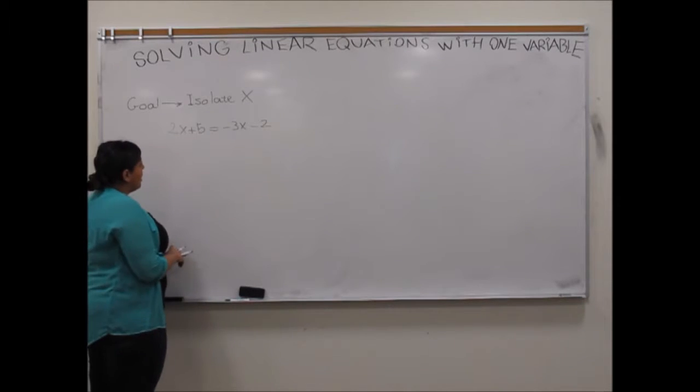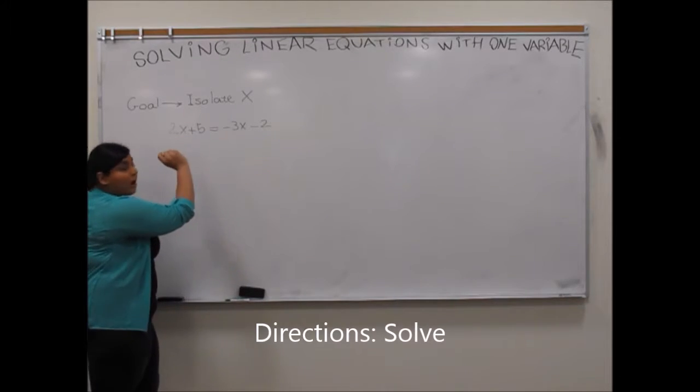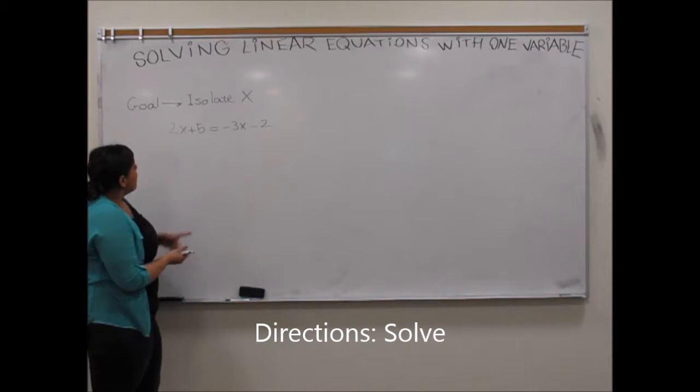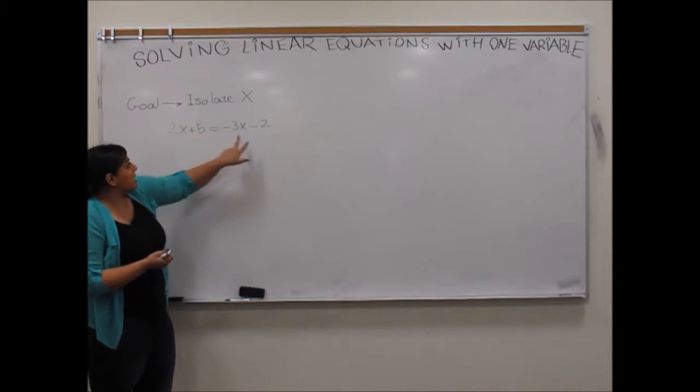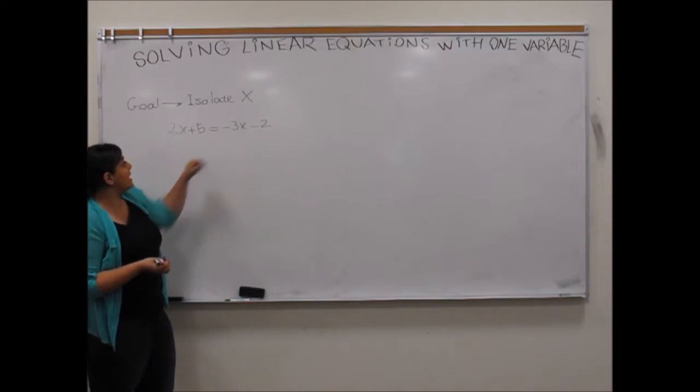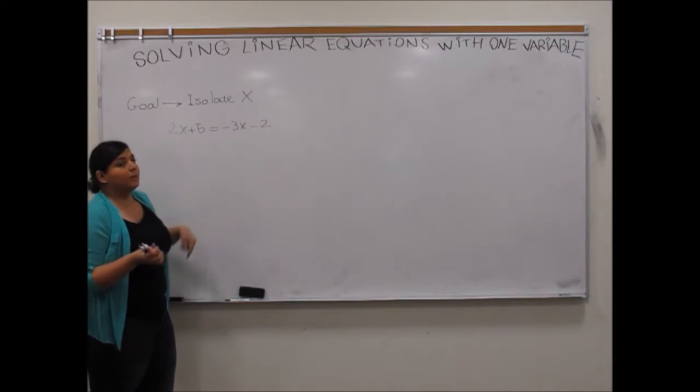So this one. Remember, my goal is to isolate x. But here I have x to the left side and also x to the right side. So what I'm going to do is move all the x's to one side and all the numbers to the other side.